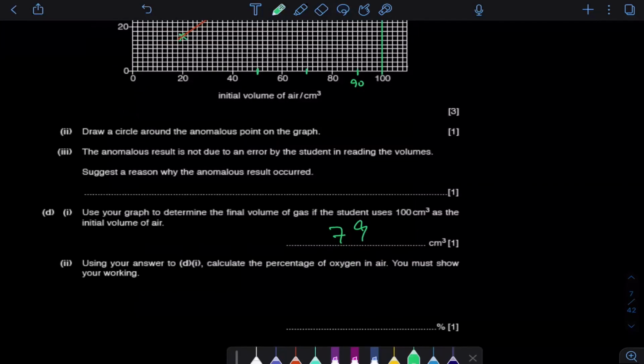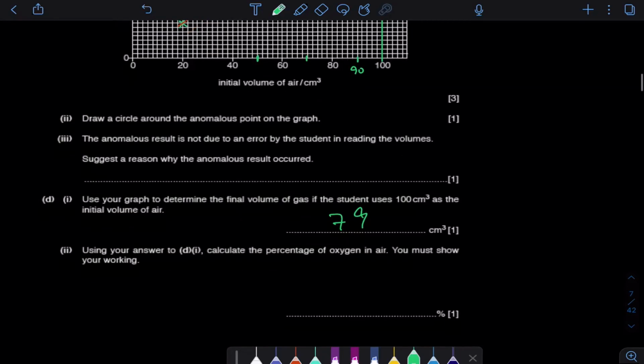Using your answer, calculate the percentage of oxygen in air. So if 79 is the volume of gas after reaction, so what's the percentage that reacted? 100 minus 79. So that's 21. And there you go. That's actually the correct value.